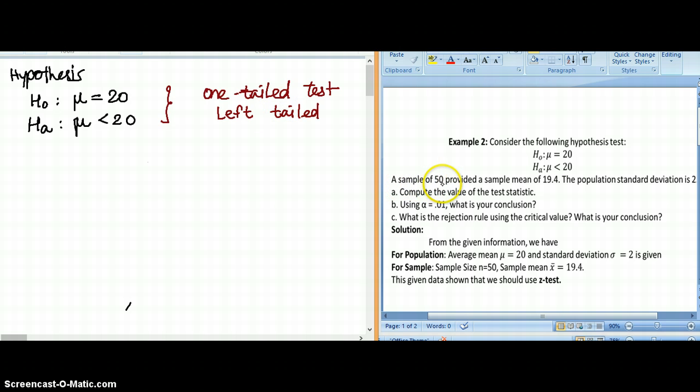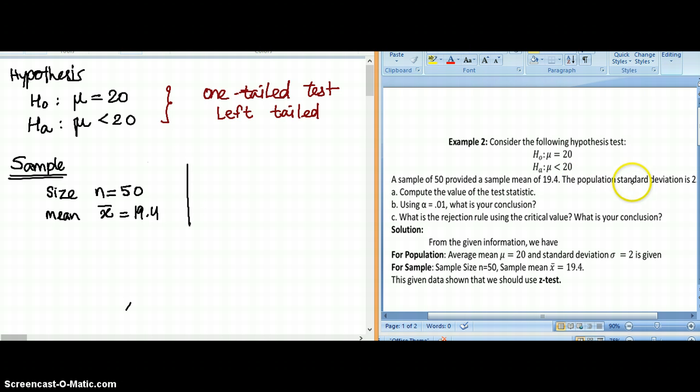A sample of 50 provided a sample mean of 19.4. Now they are talking about the sample. So what information do we have from the sample? Sample of 50, that is the size of the sample, which we denote by n, which is equal to 50, and the sample mean, which we denote by x bar, is equal to 19.4.